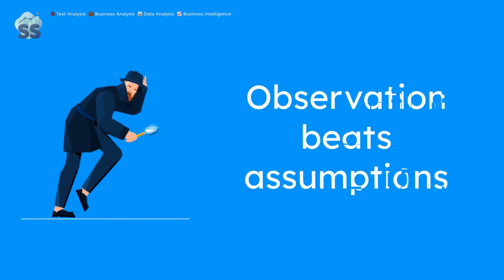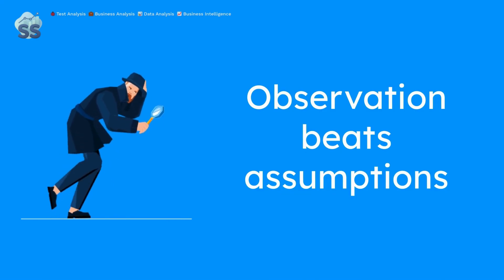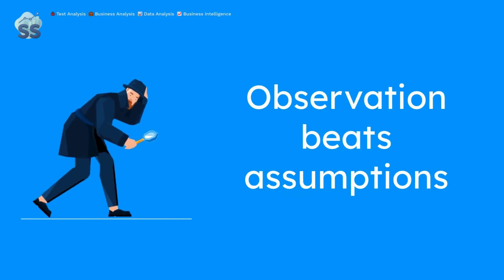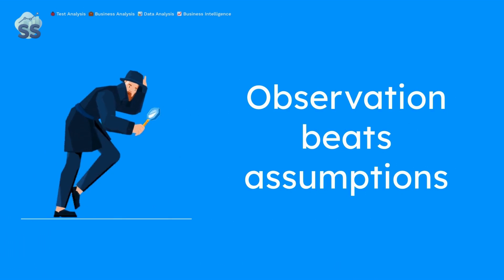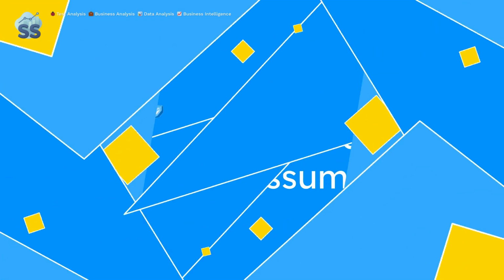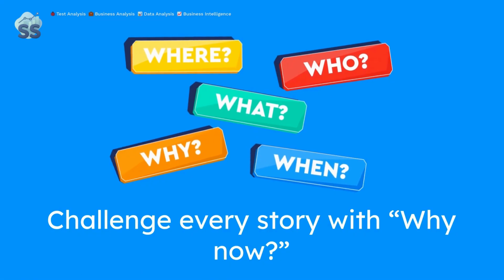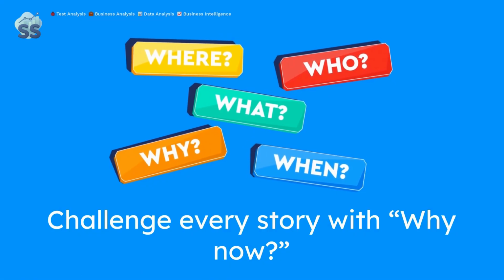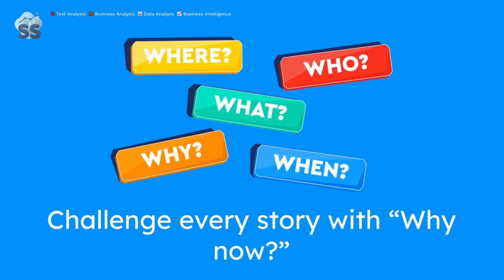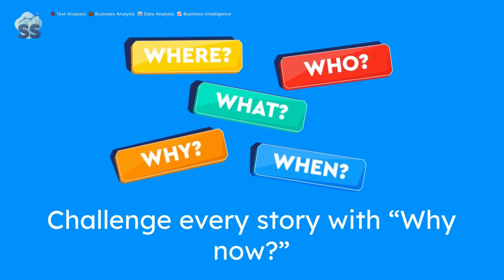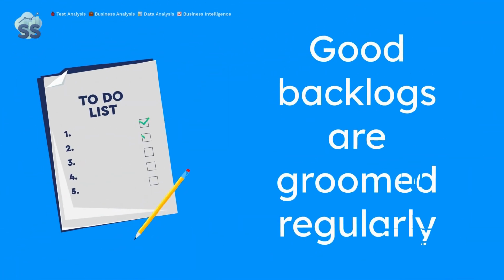Before writing a single story, spend time observing real users or stakeholders in action. You'll notice things they don't mention and uncover hidden needs. When a new requirement comes up, ask, why now? Is it driven by user pain, business value, or just urgency? This keeps your backlog focused on impact. Don't let stories go stale. Set a recurring session, weekly or bi-weekly, to review and refine backlog items with devs, testers, and product owners.